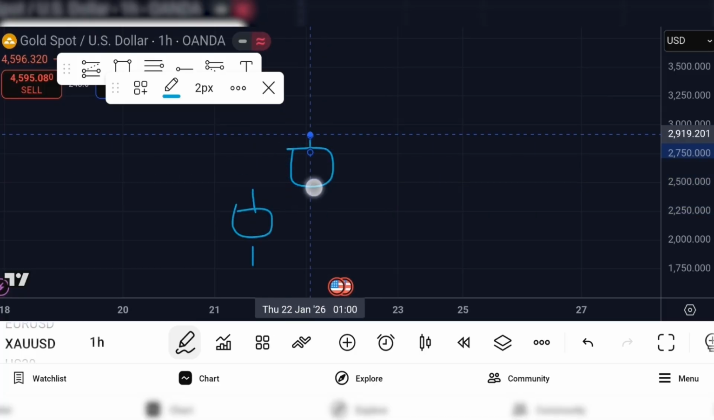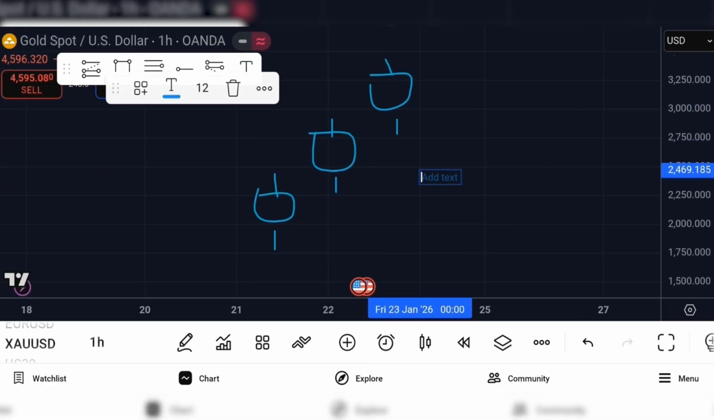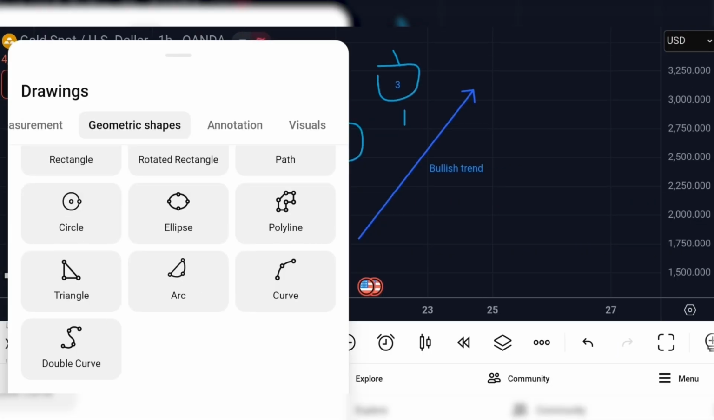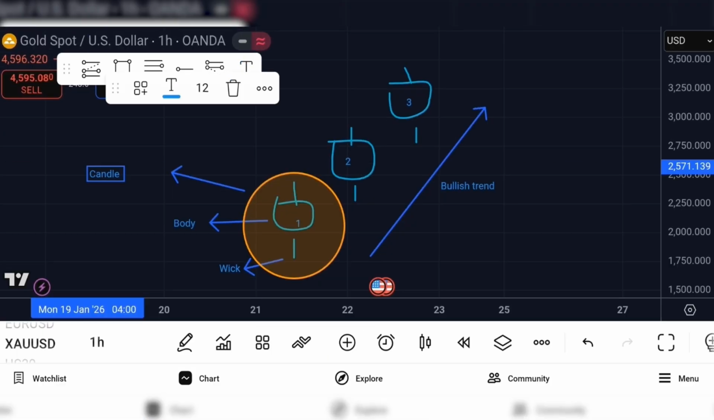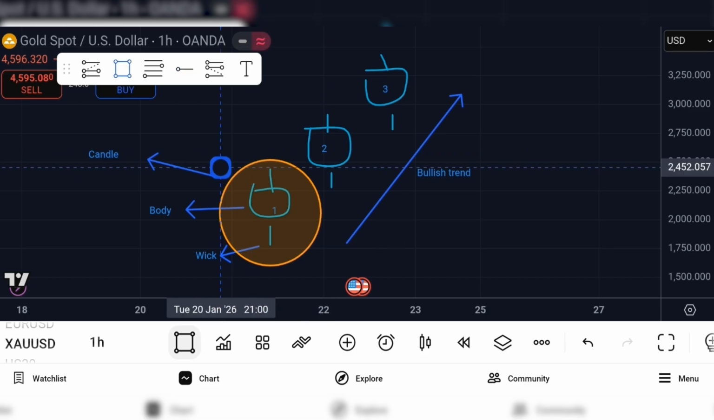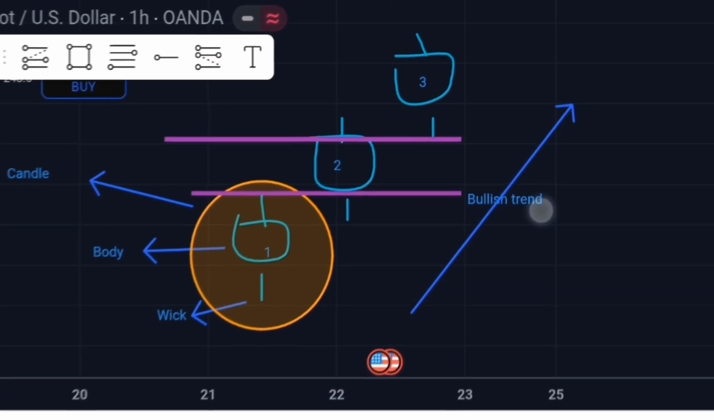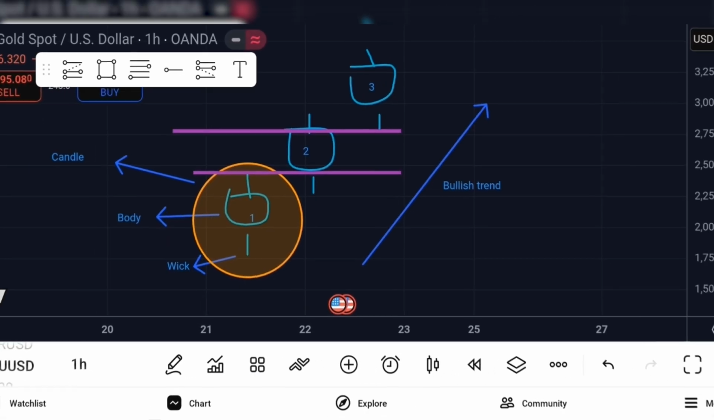Okay, so first I'm going to draw 3 candles. This will be considered a bullish trend. Every candle has a body and a wick. The middle is the body and the lines extending from the body are the wicks. You're gonna draw a line from the first candle and the third candle. That is considered a fair value gap.